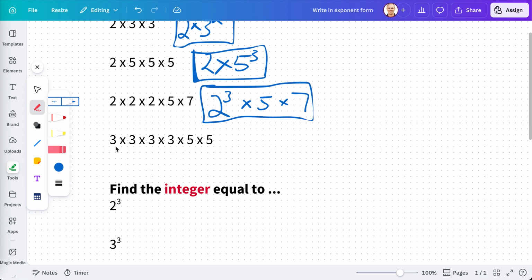And then we have a long one. 1, 2, 3, 4. We have 4 3's. So 3 to the fourth power times, and we have 2 5's. So 5 squared. And box your answer.